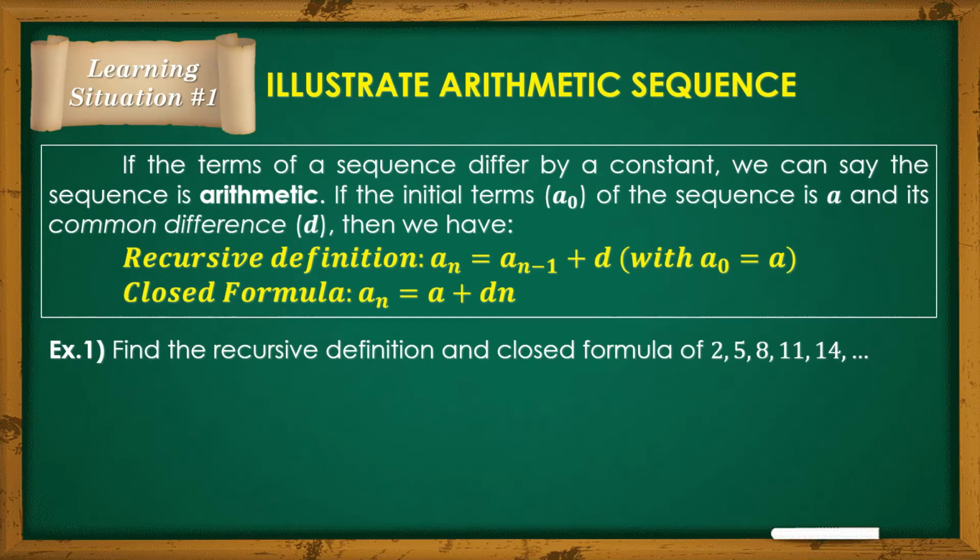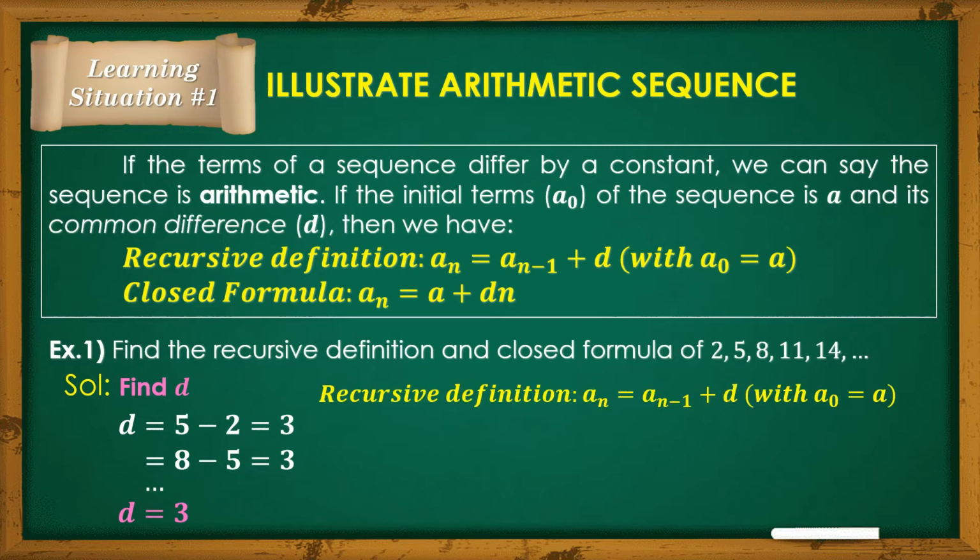Let's use the sequence 2, 5, 8, 11, 14, and so on and so forth. To solve and find the recursive definition and closed formula, we start with finding the common difference. Again, your common difference is subtracting two successive terms. 5 minus 2 equals 3. 8 minus 5 equals 3, and so on and so forth, to get our common difference as 3.